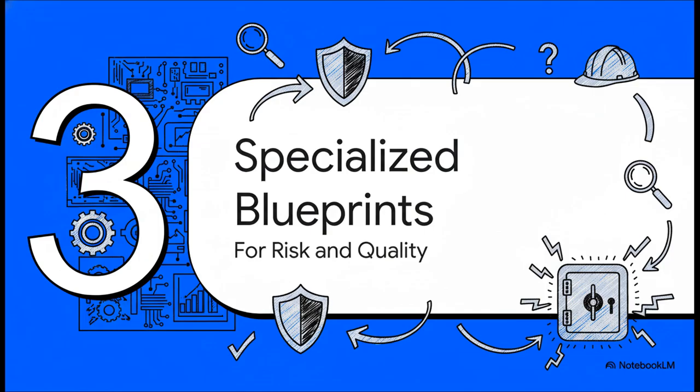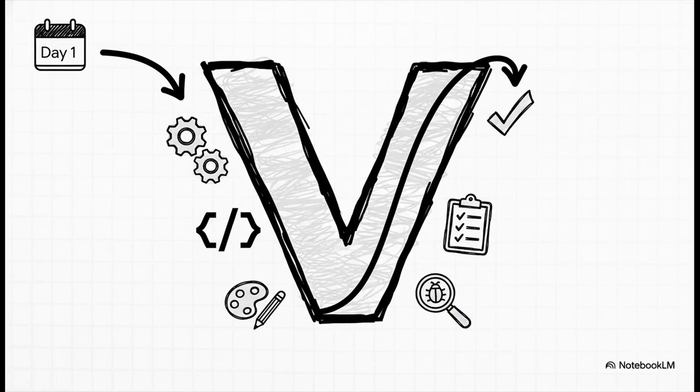But what about projects that have really specific high-stakes needs? Like extreme quality control or managing just massive risks. Well, that's where some specialized blueprints come into the picture. So first up, we have the V-shaped model. You can think of this one as an evolution of waterfall, but it's got this intense focus on quality control. Its whole philosophy is basically test everything starting from day one.